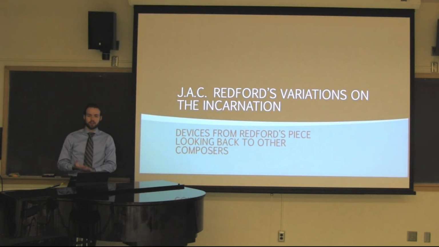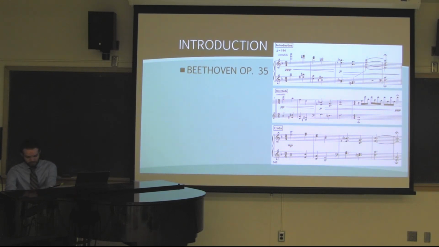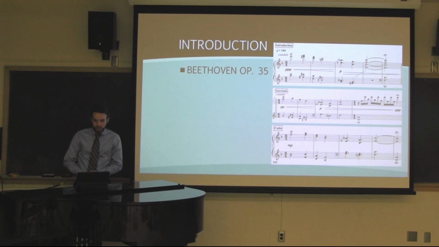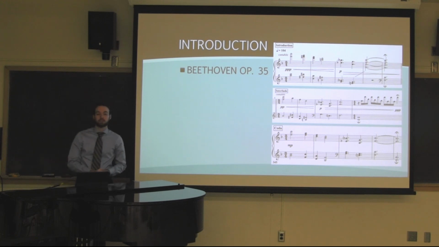Now I'll be looking at all of the devices in the Theme and Variations piece that Redford wrote, and how all of these examples can be found in previous composers' pieces, and how Redford is looking back to all of those. Redford's piece begins with an introduction, not the thematic material. That's an example that we saw in the Beethoven Opus 35, where he starts with that bass line, and now Redford is using that initial phrase, which he said descends to represent the condescension of God into man.